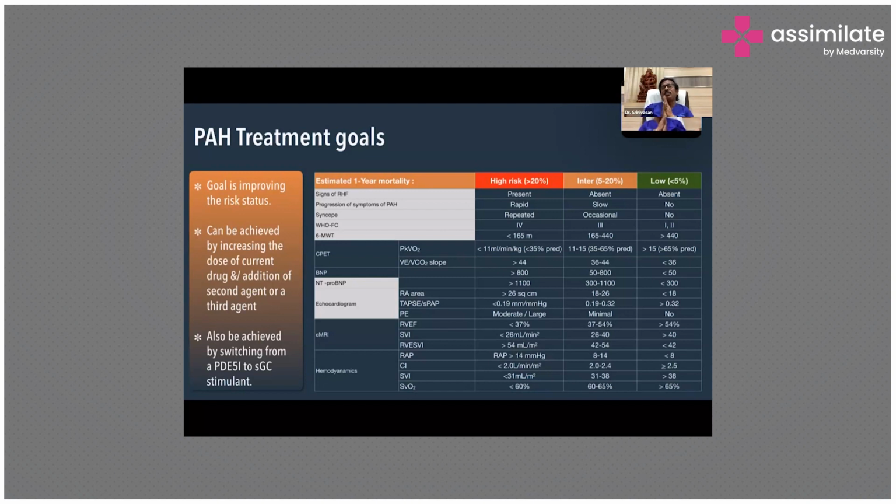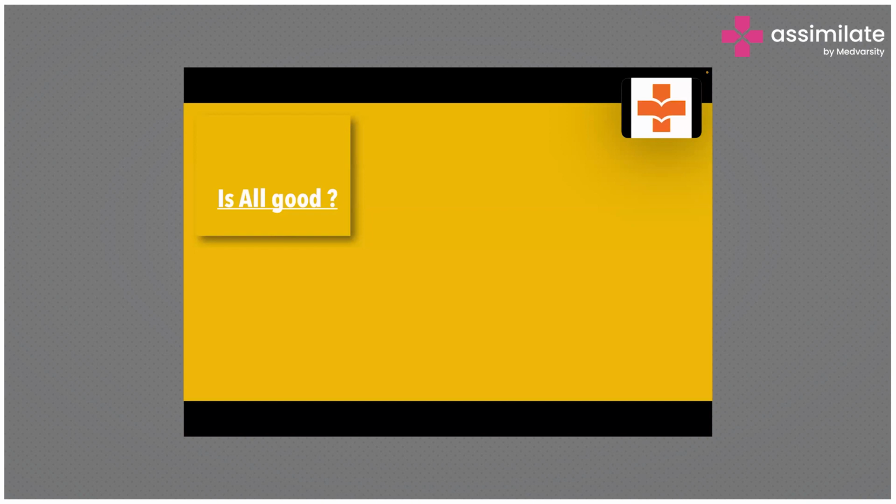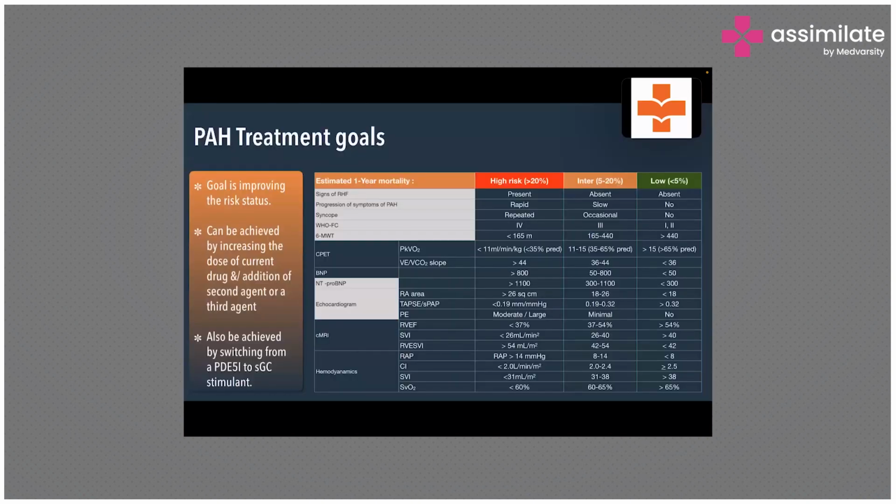Now, what is the treatment goal? The treatment goal is not only to keep the patient stable in one category. I've shown you what our treatment goal was: to make the patient come down to the green side. That is, any patient who is high risk has to come to the intermediate risk, or any patient who is intermediate risk has to come to the low risk group. That is one of our treatment aims. To achieve this, we can either increase the dose of the current drug, or add a second agent or even a third agent. It can also be achieved by switching one drug from one group to another group. So this is how we have to manage.